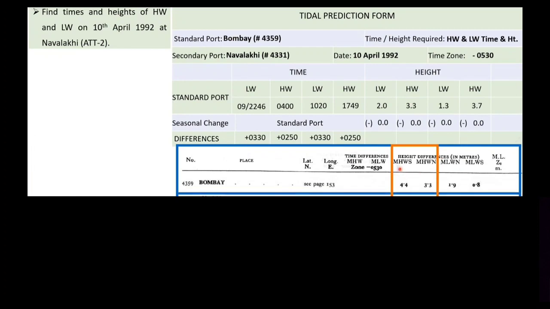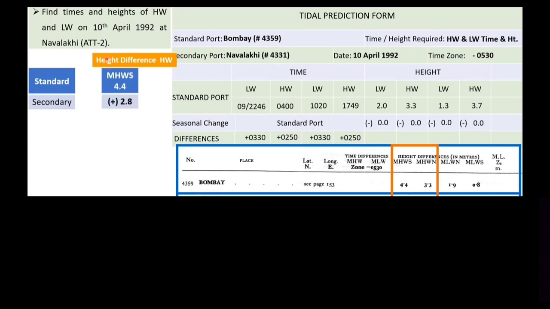We have the height difference for mean high water spring and mean high water neap. We can make a table out here. You can see at the standard port, when the mean high water spring is 4.4 meters, the height difference at the secondary port is +2.8 meters. And when at high water, it's mean high water neap and height is 3.3 meters, the height difference happens to be +2.9 meters.